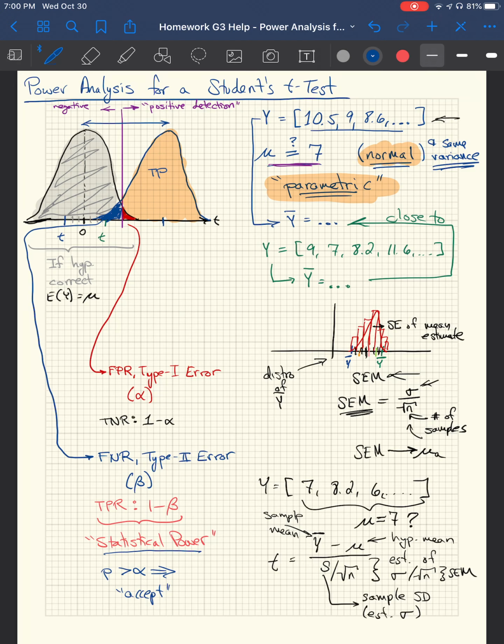Otherwise, if I have low statistical power, then I might not have detected a difference from my hypothesis, but that still doesn't mean that I actually can have confidence that my hypothesis is true. It just means that I couldn't detect it, that these two curves were too overlapping.